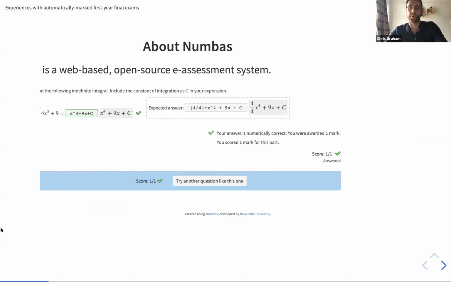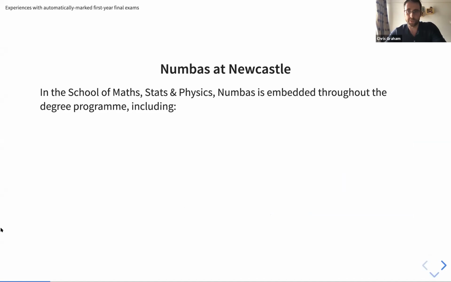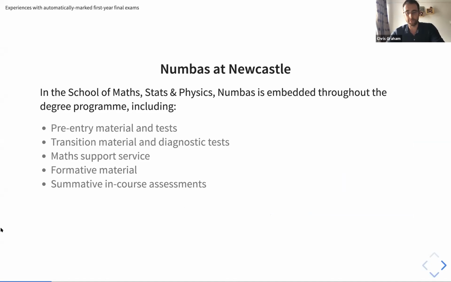Nowhere more so than our own School of Maths, Stats and Physics, where Numbas is part of a student's learning journey, if you like, through their degree program. Even the admission to our degree programs uses Numbas for pre-entry tests. We send out material to students before they arrive. When they arrive at the start of the degree program, they'll take some diagnostic tests, and there's supporting material to aid their transition into university maths.